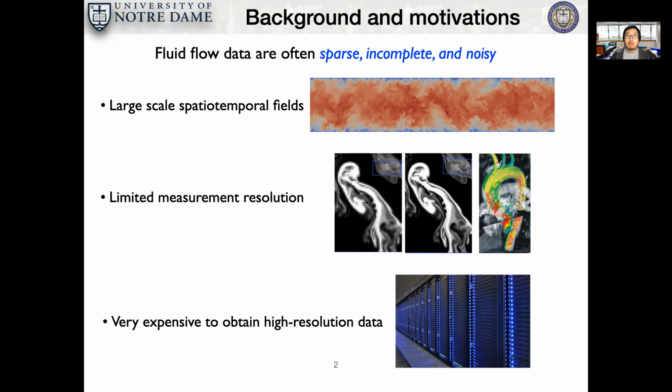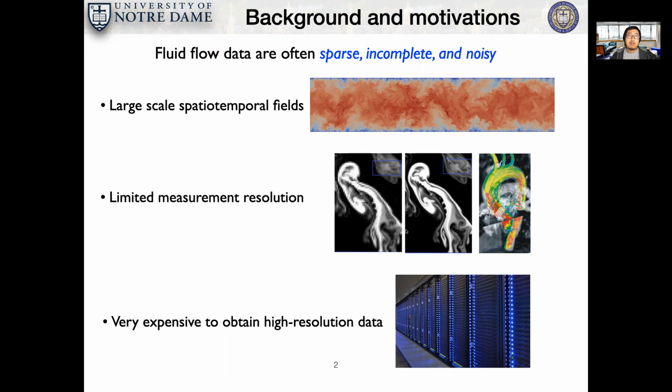We know high resolution flow data are very useful for scientific investigation and discovery in many applications. However, fluid data are usually sparse, incomplete, and noisy in real life scenarios due to the following reasons. First, flow data are typically large-scale spatial temporal fields, and thus pose significant challenges to data analysis, sharing, and visualization due to limited storage space and large communication overhead.